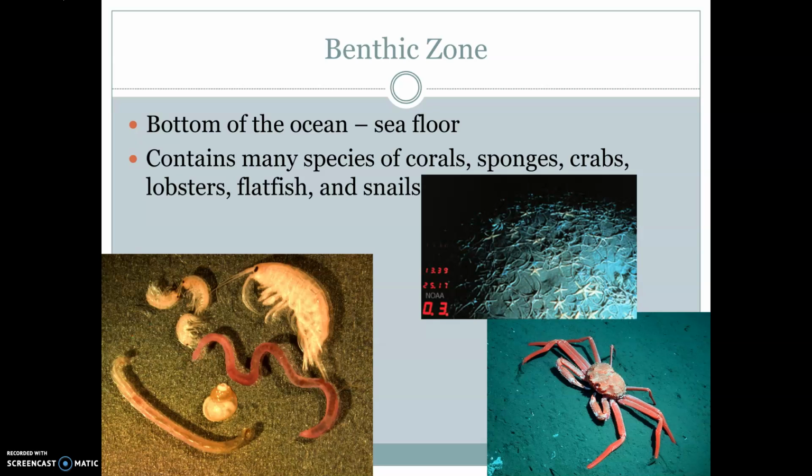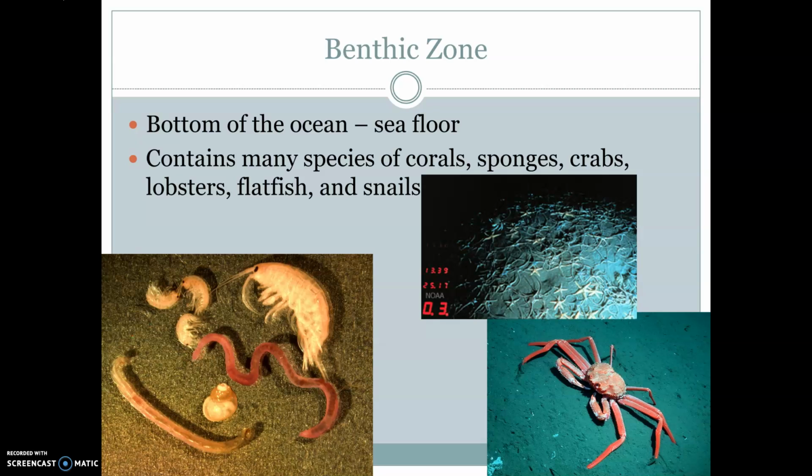Our aphotic zone is going to be that zone that does not get a lot or any sunlight, which is why we're going to see all those different animals with those really unique adaptations to survive in the darkness. In our benthic zone, we know that this is the bottom of the ocean or the sea floor.